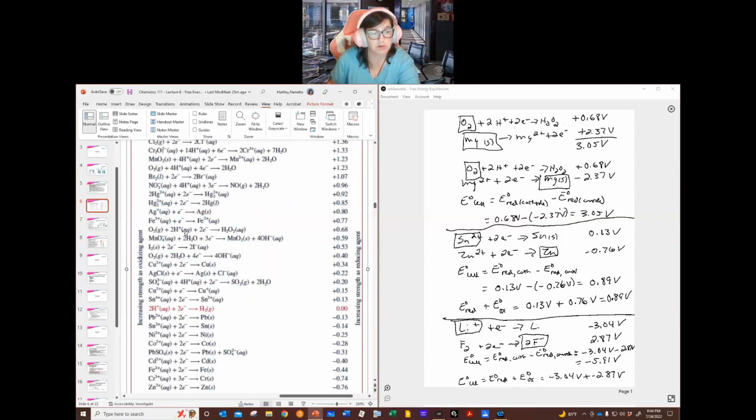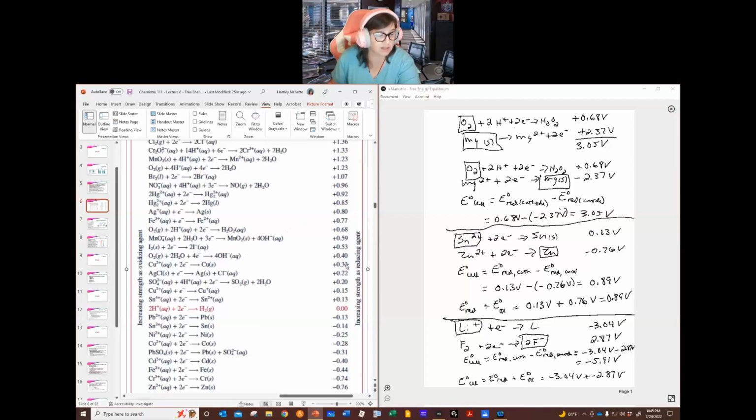O2 plus 2H plus 2e minus goes to H2O2 is 0.68 volts, and that's what I've written right here. The other one we want to talk about is the Mg reacting to give me Mg2 plus and 2 electrons. Now, that's not how I'm going to find it in the table. This is written as an oxidation and not a reduction. So when I find it in the table, it's going to be Mg2 plus.